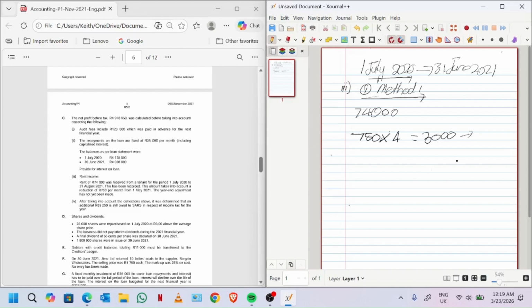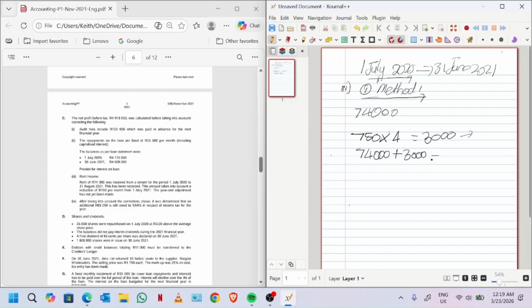So the 3,000 was already accounted for, meaning it has been subtracted. Remember, what we're trying to get to here is the principal amount before the decrease of 750 Rand per month. So we take the 3,000, 74,000, we plus it because it was a reduction that has been taken into account. And so the opposite is true. If this was an increase that has been taken into account, you subtract it.